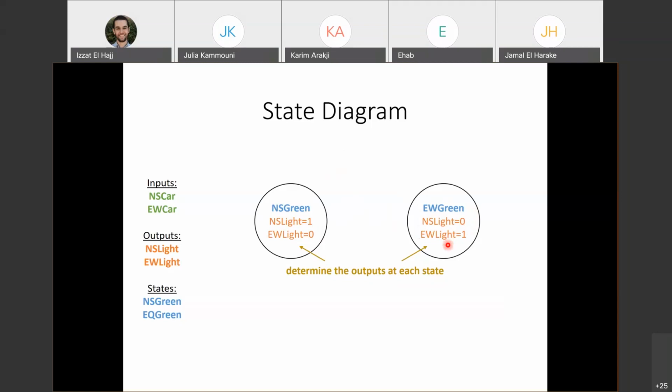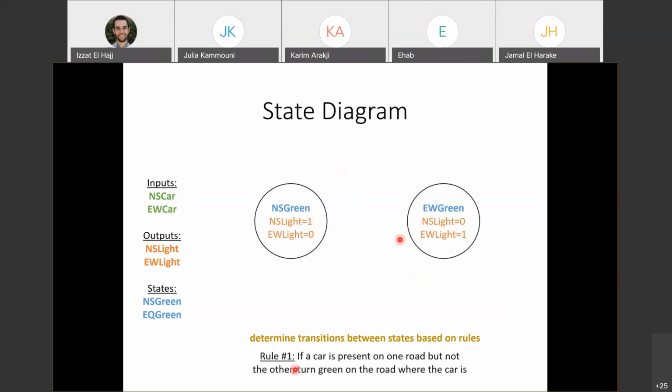Okay. Now that I've determined how many states I have, and I've determined the outputs for each one of these states, the next step is to determine how I'm going to transition between these different states. Obviously this is going to depend on the input that I have. I'm going to go back to the rules that we stated before, and convert those rules into transitions in my state diagram. Okay, so let's start with rule number 1.